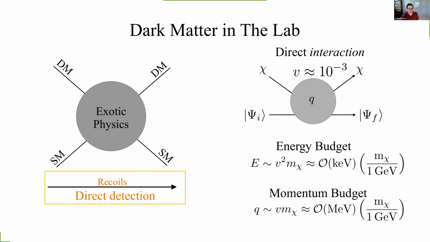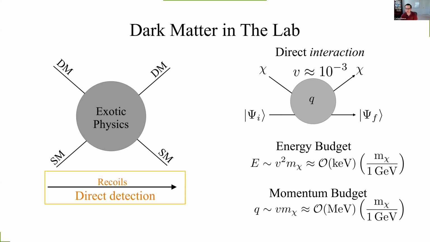So let me now just focus on the direct detection channel and give you something to keep in your head, a rule of thumb about budgeting, okay? If I'm going to allow the dark matter to interact, and I'm going to label from now on dark matter as this chi, and it's going to come in and interact here with some state in my laboratory, which I've labeled capital psi. And it's going to exchange some momentum q. It's going to then take that state that I prepared in my lab, and promote it to some final state psi f.